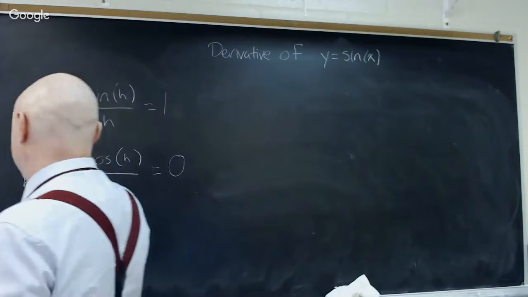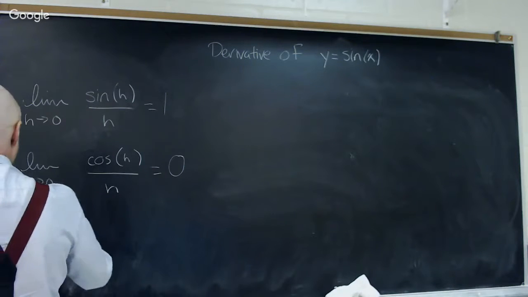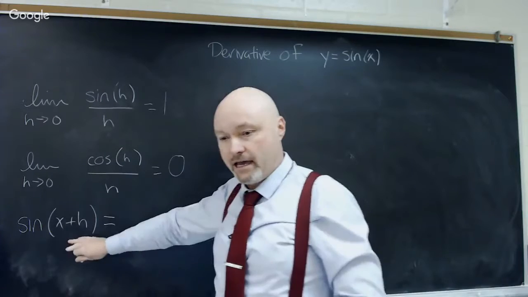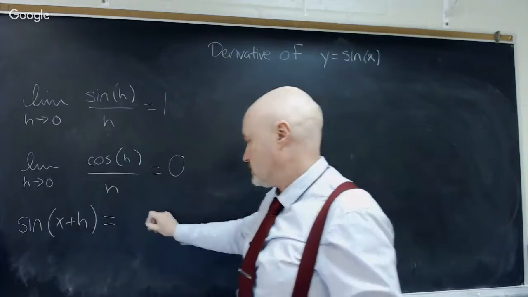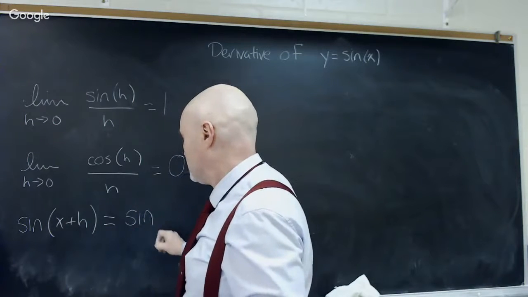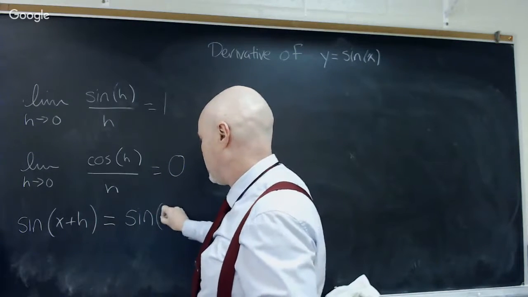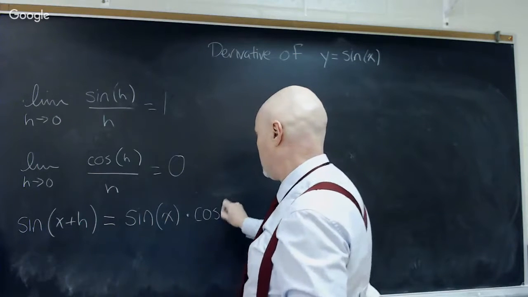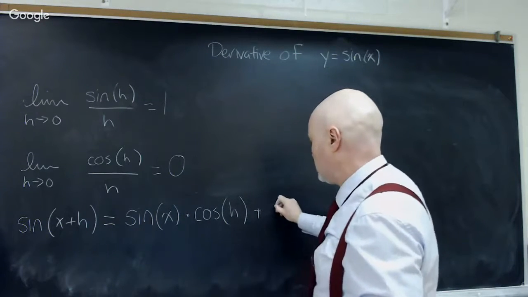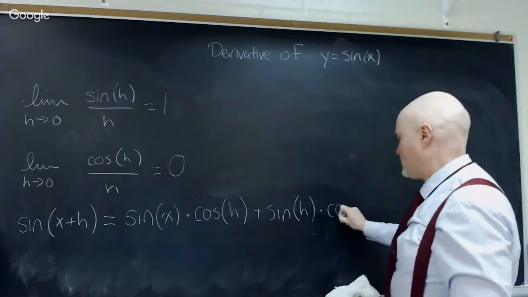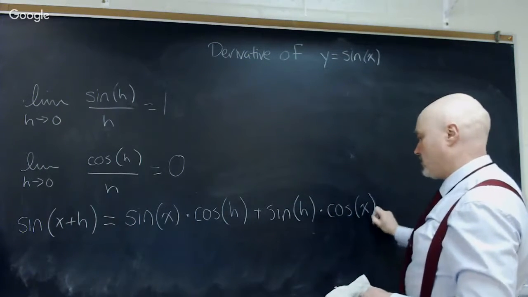The last thing we need to know for this proof is the angle sum formula. And of course, this is something that we might remember from advanced functions. This is equal to the sine of x times the cosine of h plus the sine of h times the cosine of x.